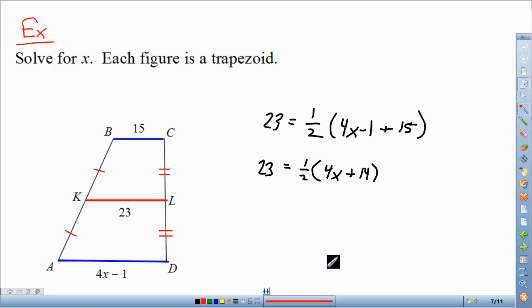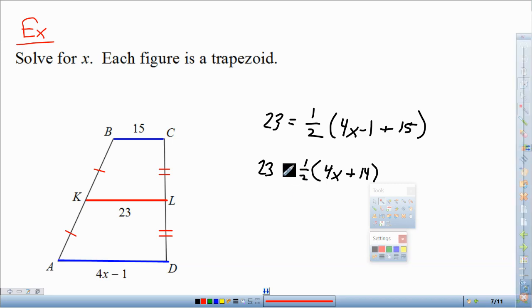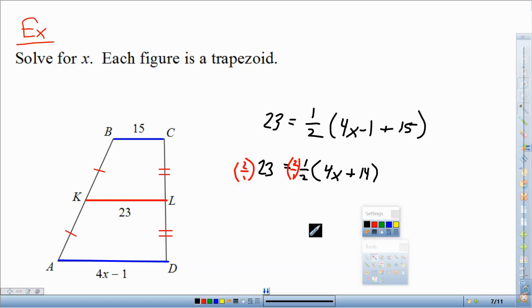Okay, here's another option though. I could also get rid of my fraction by multiplying by the reciprocal, like we've done in the past. I could multiply both sides by a 2/1 and get rid of my fraction that way. It's completely up to you. Okay, just for the sake of it, I'm going to do the reciprocal thing because it's kind of the surefire way of getting rid of the fraction. Okay, so I'm going to multiply both sides by a 2/1, which again is just a 2.